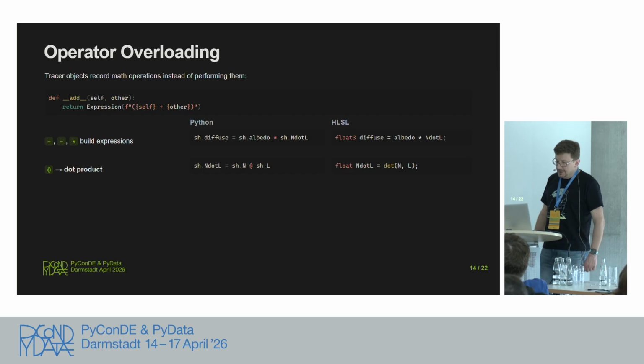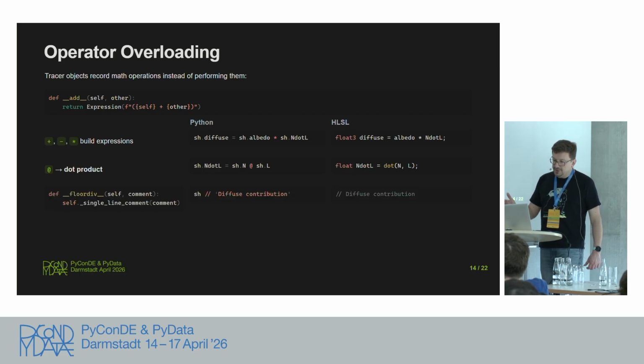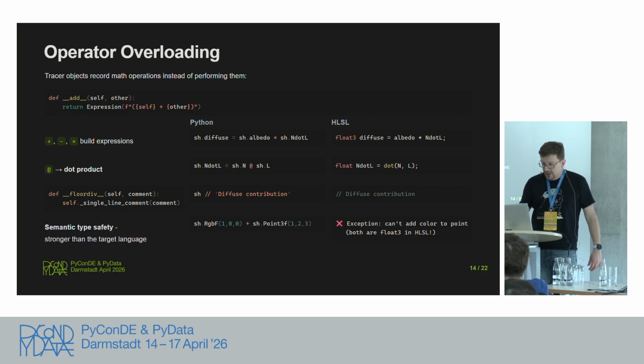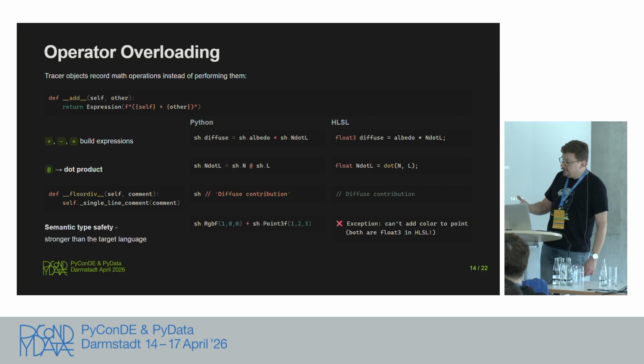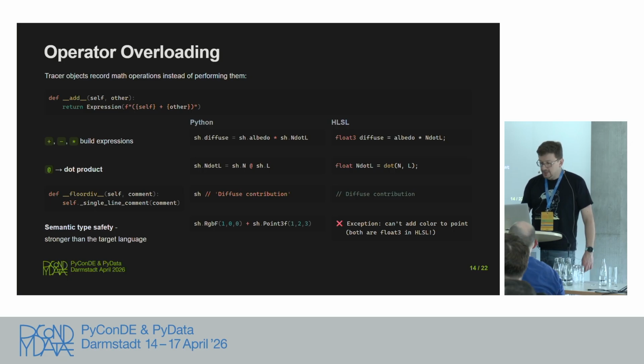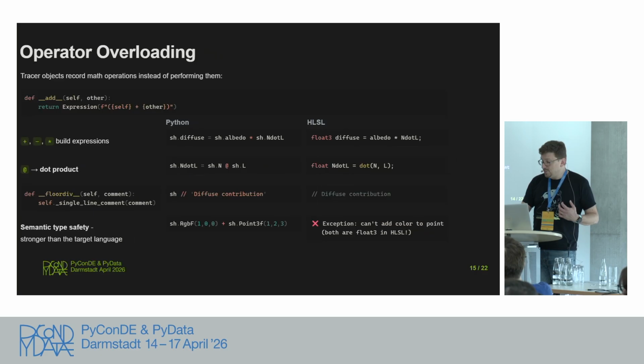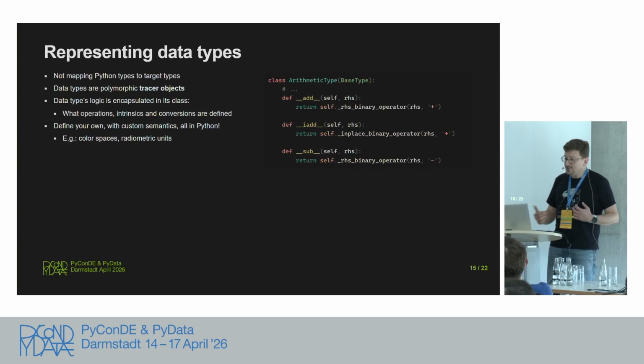Okay, operator overloading is kind of self-explanatory. Instead of performing the mathematical operation right there and then, we build an expression. So it's the expression builder pattern. And here we have another great spot to check our semantics. We can enforce stricter semantics than the target language allows. So, for example, we can prohibit the addition of a color and a point, even though they're represented by the same type in the target language.